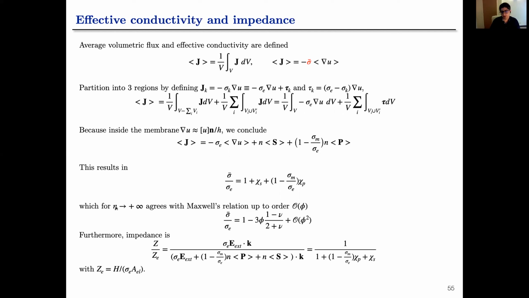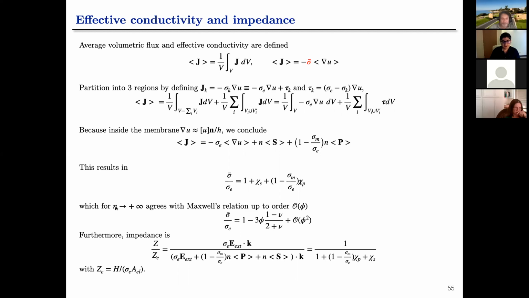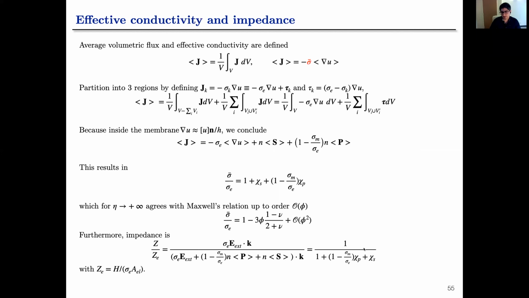Now, some sanity check. This eta is a measure of conductance. It's the dimensionless number introduced to talk about the membrane conductance. When you take the limit of this to go to infinity, you expect that this has to reduce to Maxwell's relation up to order volume fraction, because Maxwell's relation is also accurate up to that order, and this is actually what happens. Then you can compute the impedance by dividing the electric current by the average flux, and that is your expectation for the impedance in the Fourier space.